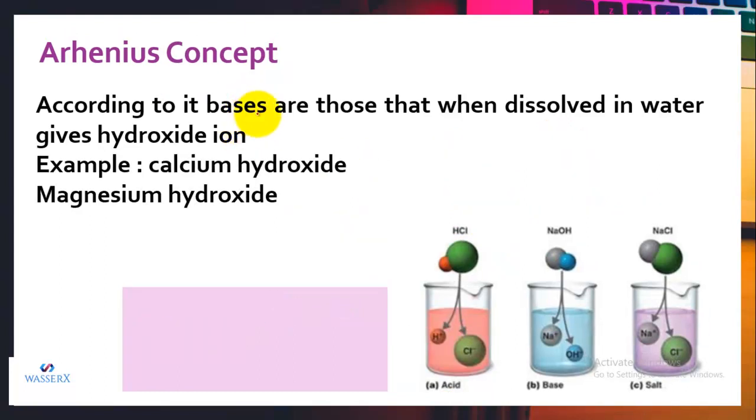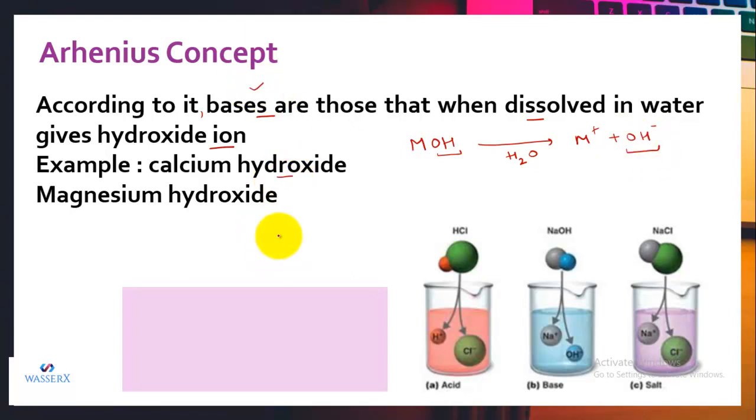If we use this concept for bases, according to Arrhenius, bases are those which, when dissolved in water, give hydroxide ion. So any substance, like say if I have MOH, as you can see, it possesses a hydroxide ion. When any substance having this hydroxide ion is dissolved in water, it produces its respective hydroxide ion. So if a substance or a compound breaks to form hydroxide ion, then it is regarded as a base.